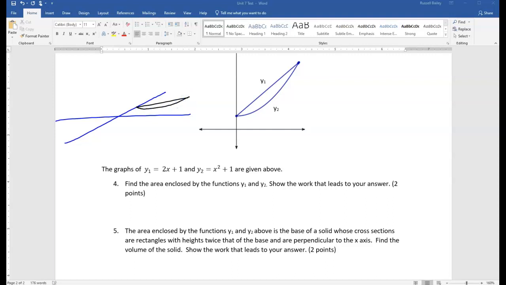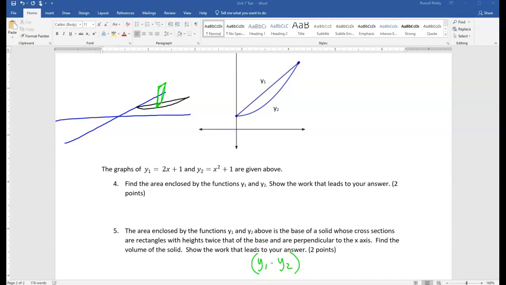What we're doing is we're going to be stacking on top of this shape rectangles where the base of the rectangles is in that area between the two lines, and it's perpendicular to the x-axis, so it would be running that way. And so a rectangle stacked on there would look like that. Now the base of the rectangle is the distance between those two functions. So that would be y1 minus y2 is the base of the rectangle.